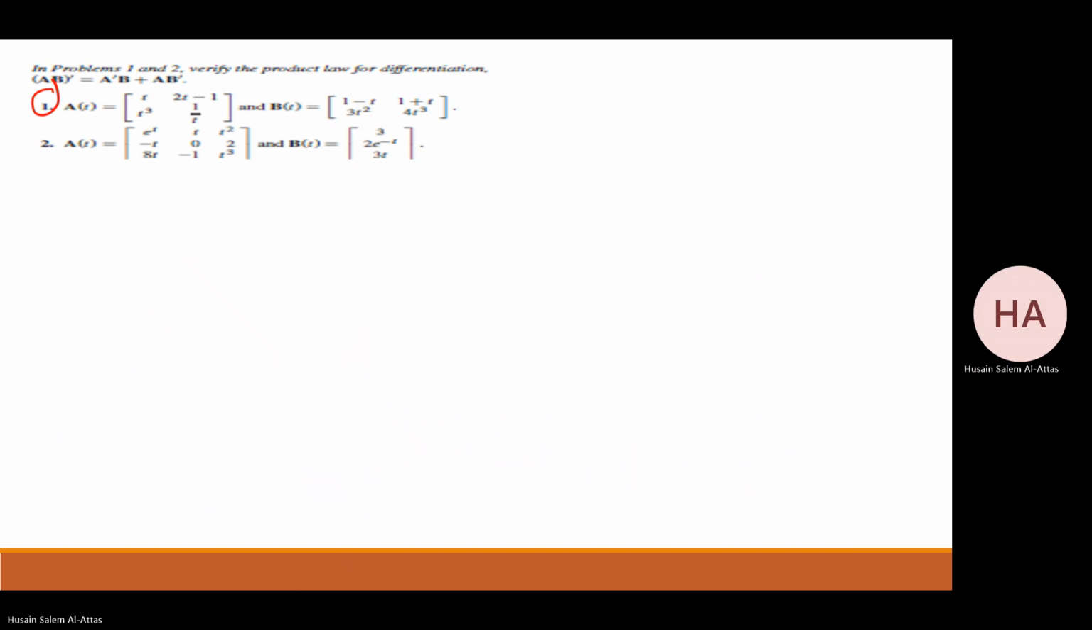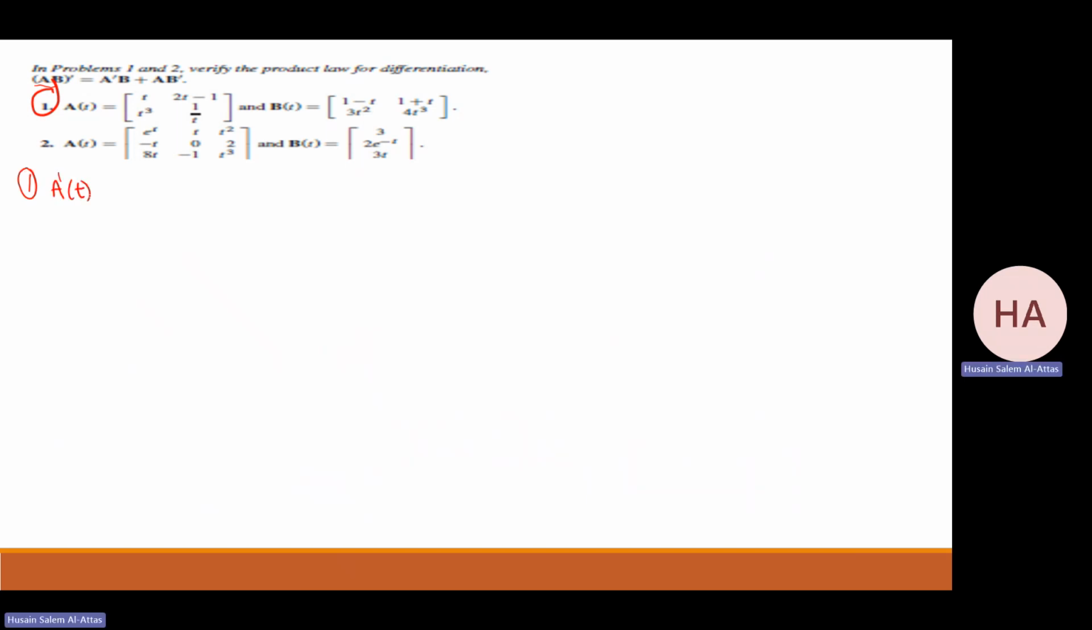Now this is a question in the book. Verify the product law for differentiation. So you want me to check that the derivative of the product of two matrices AB is the derivative of the first times the second plus the first times the derivative of the second. Okay, so let me do the first one.